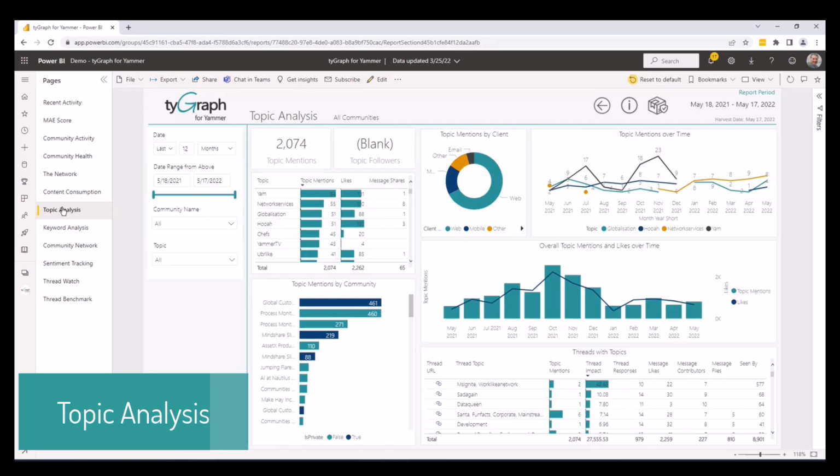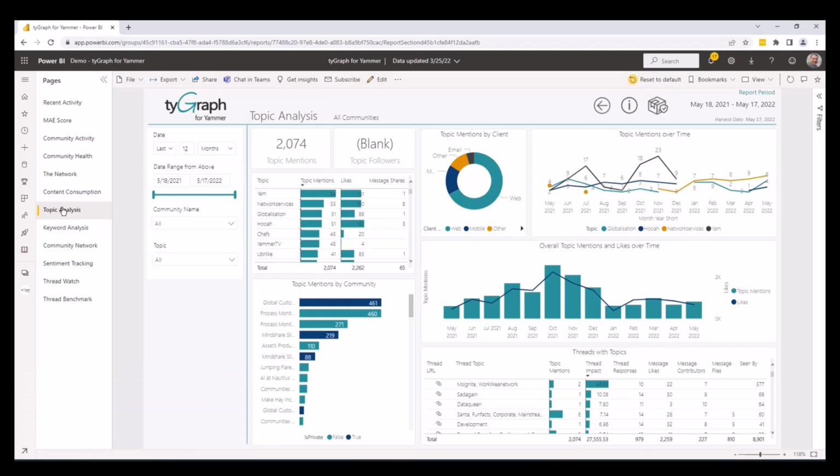Community activity, we've talked about threads. With keyword analysis, we're understanding the words. Now topic analysis allows you to break down both topics and hashtags and understand how those topics and hashtags are being used within your network. And let me give you some examples.